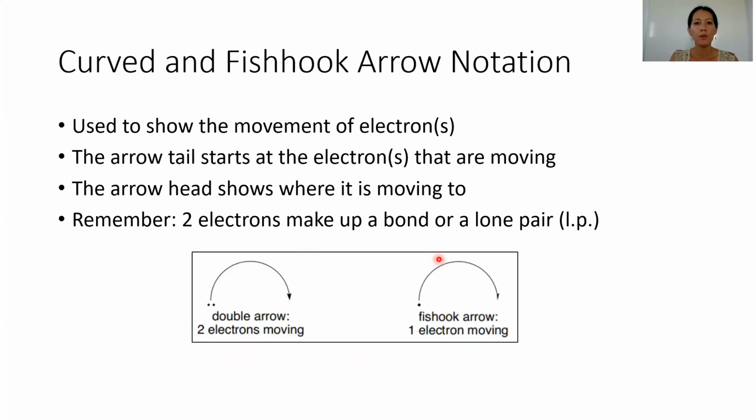There are two types of arrows that you'll use. The double-headed arrow that shows the flow of 2 electrons, and the fishhook arrow, which applies when you're dealing with radicals. So most of the time you're just using this type, the normal arrow. I would say 95 to 99% of the time. When you're working with radical reactions, that involves the movement of a single electron, so use the fishhook.